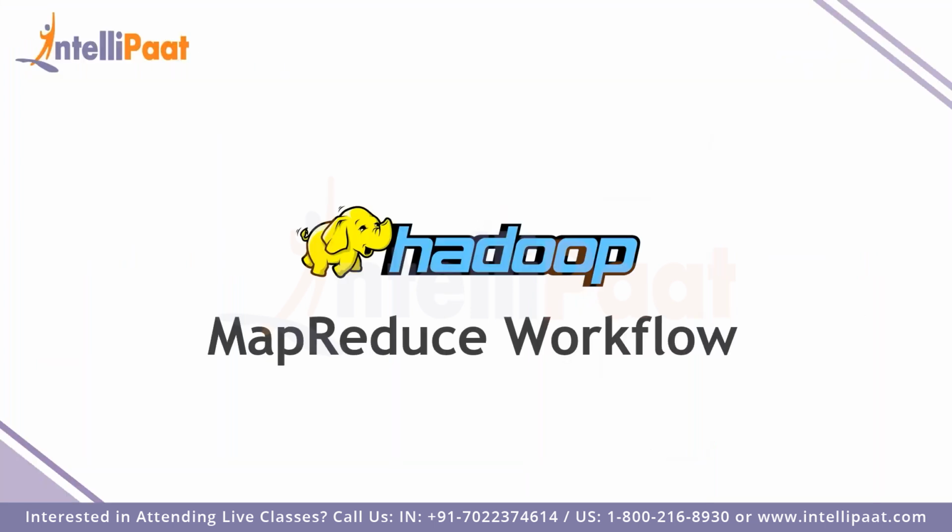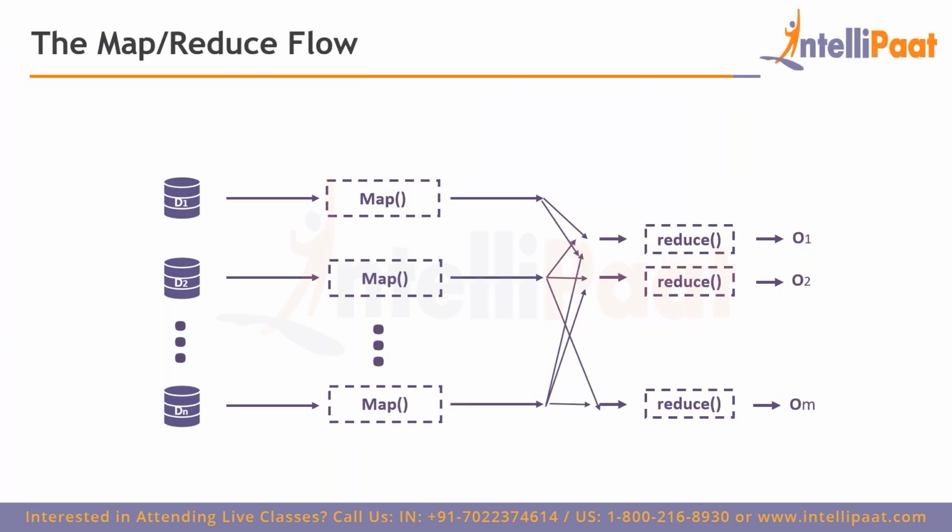So let's talk about the MapReduce workflow. Now that we know how storage happens in Hadoop, we will talk about how processing happens in Hadoop. So let's talk about MapReduce. We know that D1 and D2 up until Dn are different data nodes available in your Hadoop cluster. So what happens when you run a job?